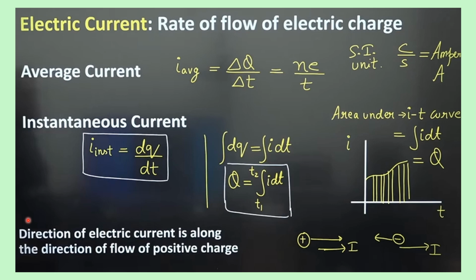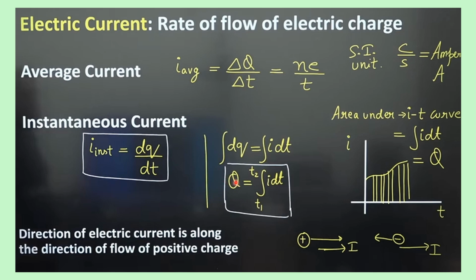Next one, instantaneous current, I instant, will be equal to dq divided by dt. Here d represents a small amount of charge, dt is a small amount of time. If you consider the integral of dq, it will be equal to the integral of I dt. Integral indicates the sum of all small amounts of charges. You can represent this in terms of Q, the net charge.